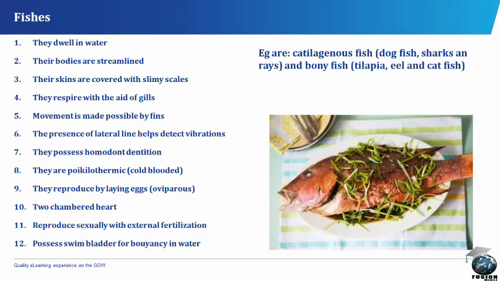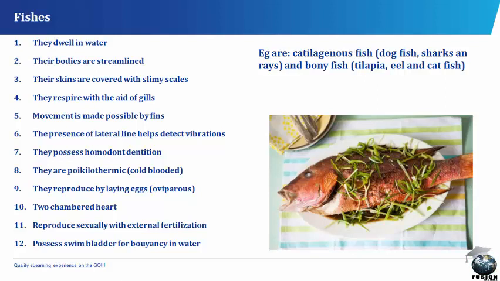For the fishes, the characteristics of fishes are: they dwell in water, their bodies are streamlined, their skins are covered with slimy scales, they respire with the aid of gills, movement is made possible by fins, the presence of lateral line helps detect vibrations, they possess homodont dentition, they are poikilothermic, that is cold-blooded, they reproduce by laying eggs, which could be called oviparous, they have 2-chambered heart, they reproduce sexually with external fertilization, they possess swim bladder for buoyancy in water. Examples are cartilaginous fishes and bony fishes.